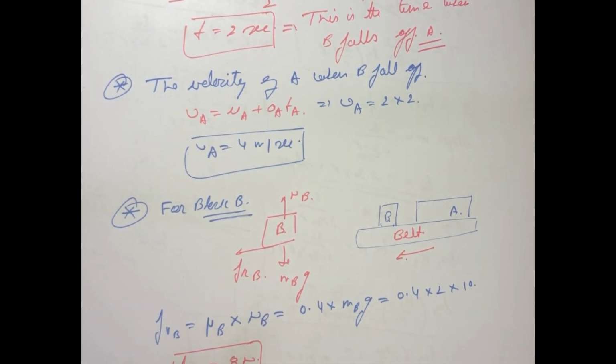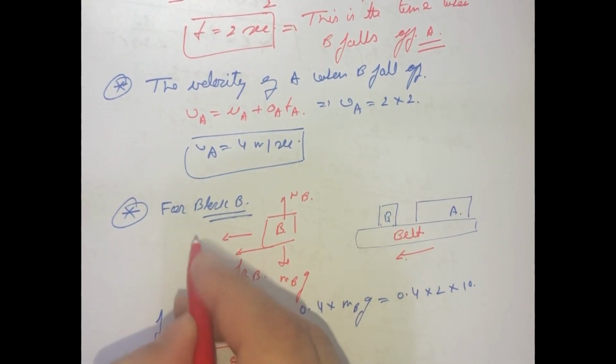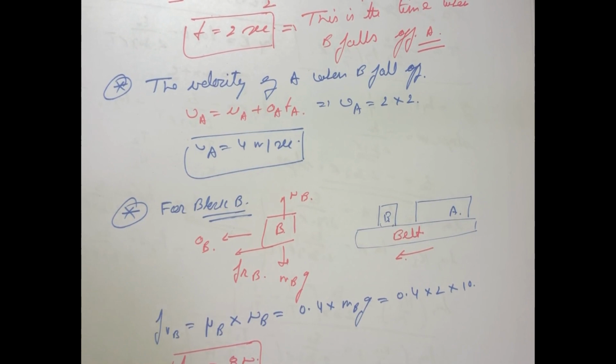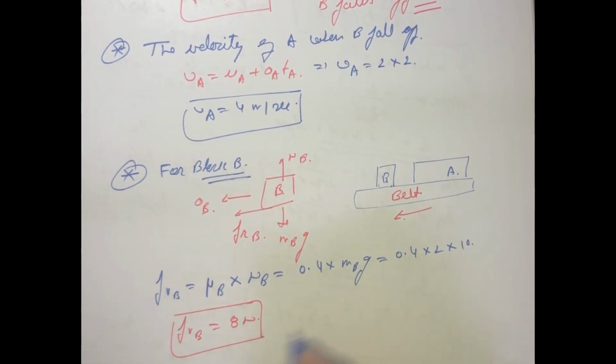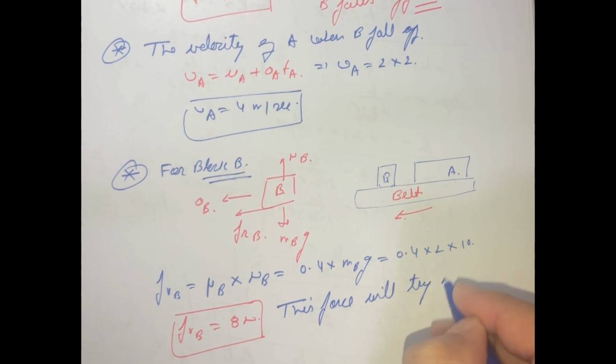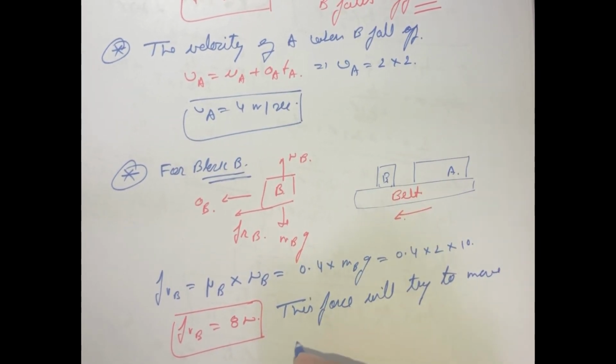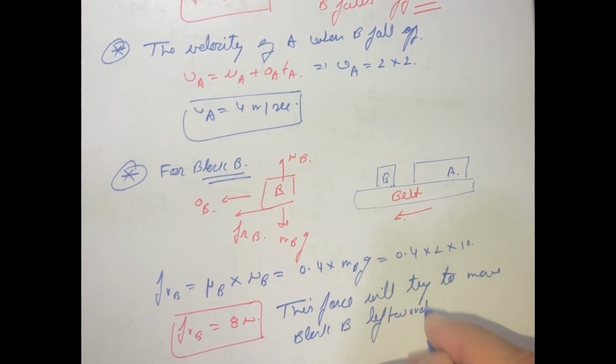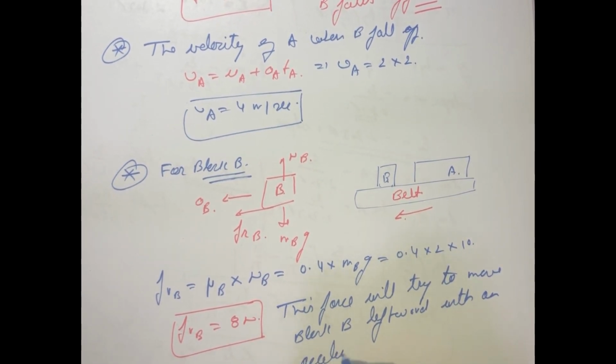Now this force will be making block B travel leftward. So let us say it is moving with direction AB. Therefore this force will try to move block B leftward with an acceleration of AB.